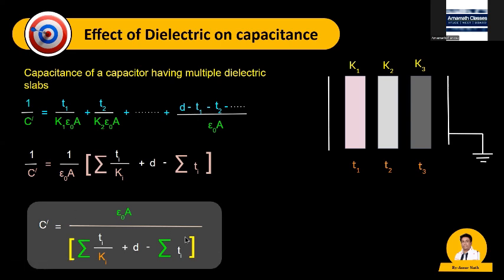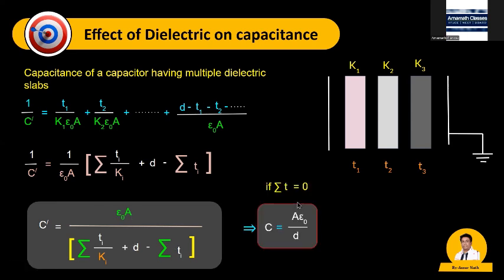You can keep it in a box, okay? Here also we can check different cases. If T is not there, the sum of T's is 0, which means the dielectric is not there. So the simple formula is epsilon naught by D only. If T is 0, then the formula is A epsilon naught by D only.